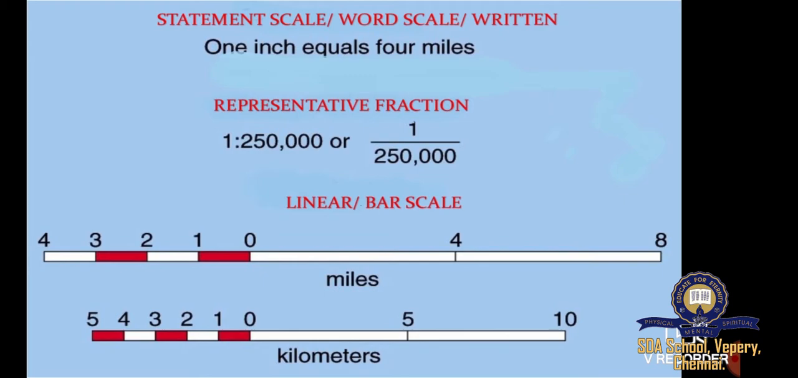In the picture you can see 1 is to 250,000, or 1 by 250,000. The numerator represents the map distance and the denominator, 1 lakh, represents the ground distance. Already we saw in the statement what the map distance and the ground distance are. It can also be written as 1 is to 1 lakh.